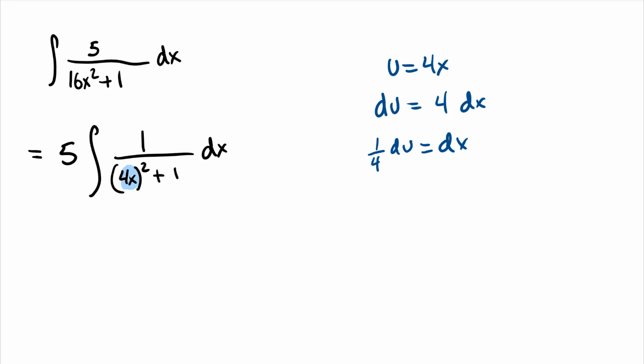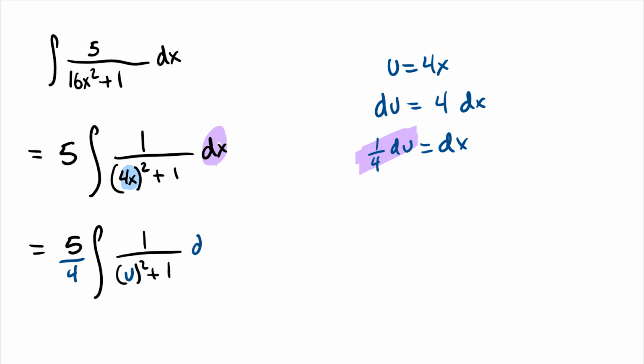And we can replace our dx now. Replace out that dx. We go back through. We have 5 times the antiderivative of 1 over something squared plus 1. So let's put in our u. And now we're going to replace out our dx with a 1/4 du. But I'm going to cheat and take that 4 to the outside and just put in our du.